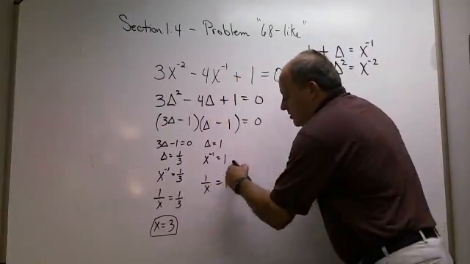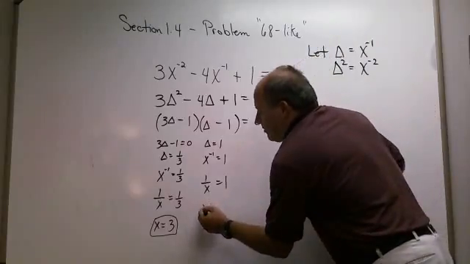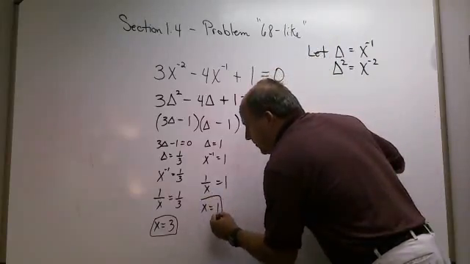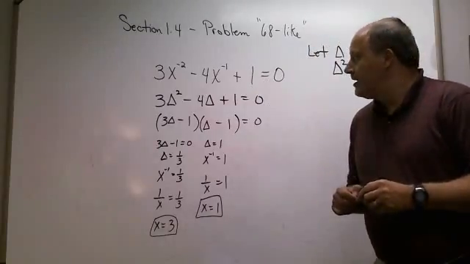The other one, just cross multiply, or obviously you could say, well, 1 over 1 is 1. So x has to be 1. So those are the two solutions to this equation. And that's it.